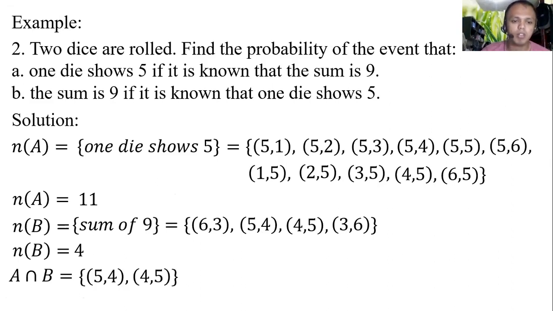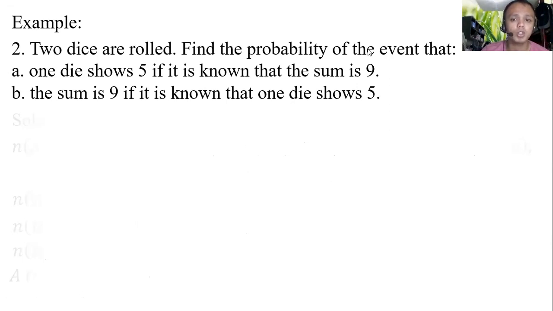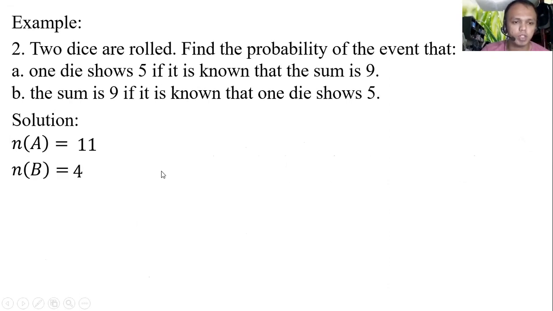Okay? So we have from here, we have 5 and 4, 4 and 5. Na kung saan ito common din sa kanila. Yan. So we have 2. Then now, yung letter A pala yung sinusolve natin. Okay. Yung event A natin is 11, yung event B is 4, then the intersection is 2.